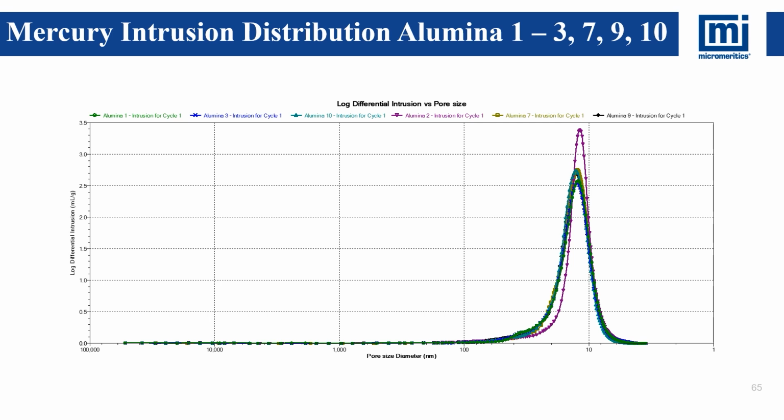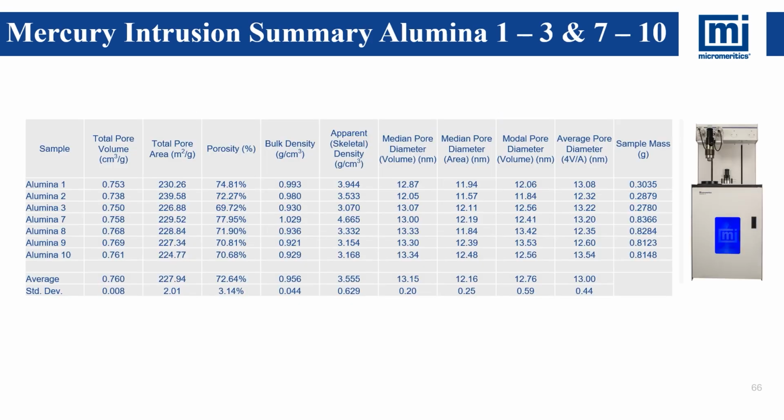Here we see a summary table of just some of the parameters that can be obtained from the mercury intrusion analysis. People tend to summarize the data different ways. By the way, notice there are 7 analyses shown here. Alumina 8 is included. During the analysis of alumina 8, the extrusion analysis portion did not complete due to a power failure. So I did not include its curves.